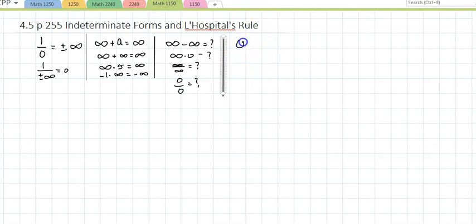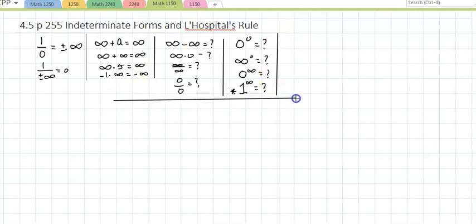Zero to the 0 is something we've been avoiding all along. Infinity to the 0, 0 to the infinity, and 1 to the infinity. Those are all indeterminate. We have to really figure out what is the answer in this section. And once you learn this section, you really have to apply it everywhere.